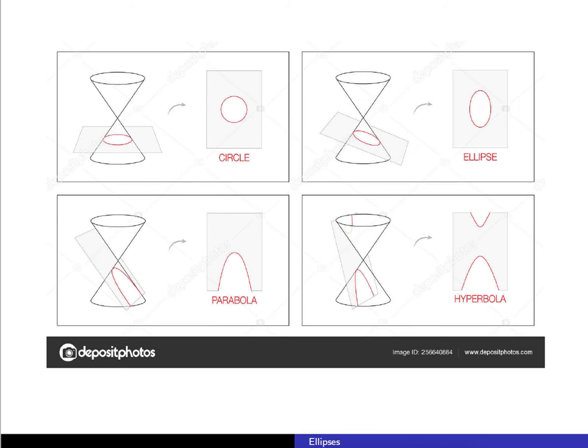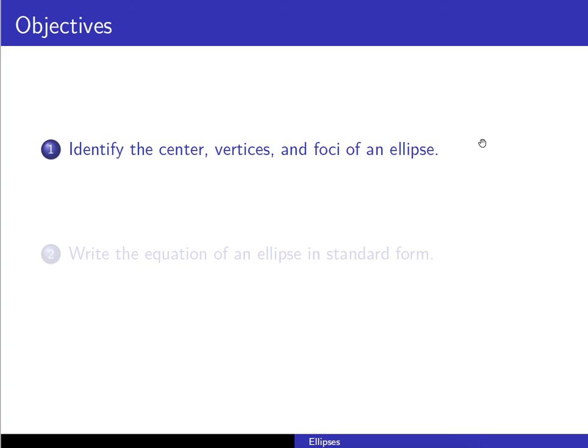In this video, we're going to introduce ellipses. In our last group of videos, we talked about a circle, which is where you take a plane and slice a cone so that the plane is parallel to the base of the cone. With ellipses, we want to slice the cone at an angle, and what will happen is it creates this oval-like shape as a result. That oval-like shape is called an ellipse.